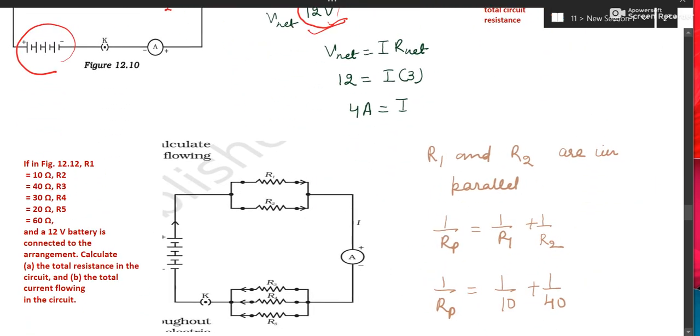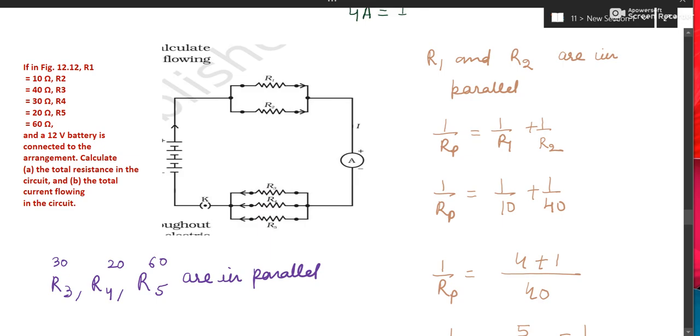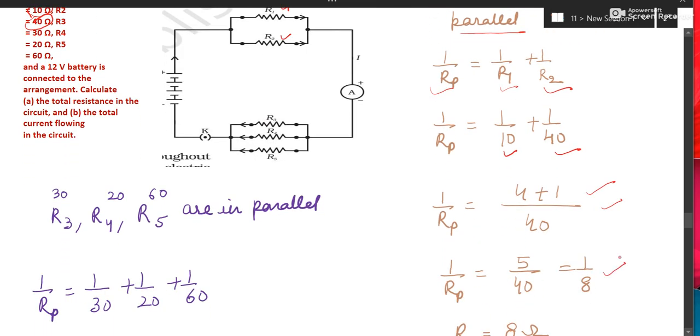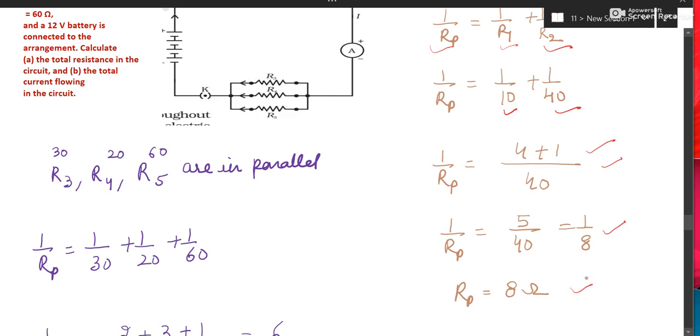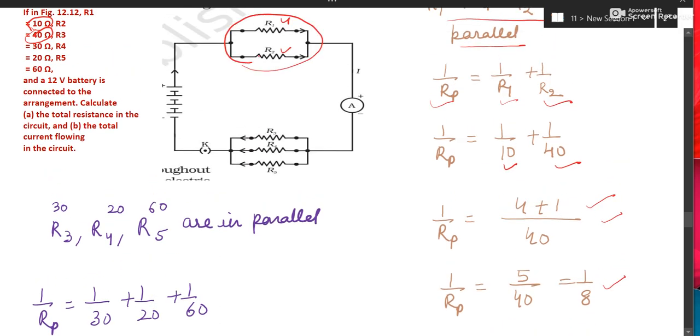Okay, now coming to the next. In this, you can see R1 and R2 are in parallel. So, I have written R1 and R2 in parallel. So, 1 by Rp is equal to 1 by R1 plus 1 by R2. Substitute. Take LCM. So, my Rp is ready. It came as 8 ohm. This is the answer of these two, 8 ohm.